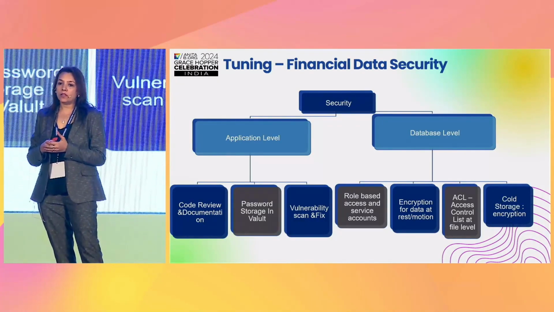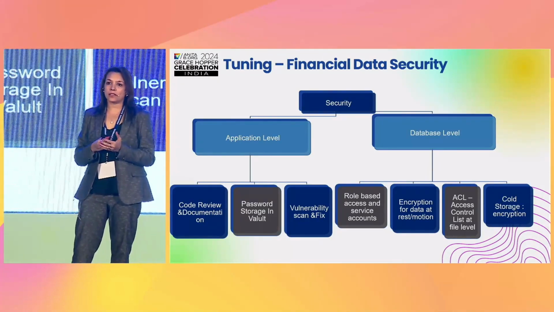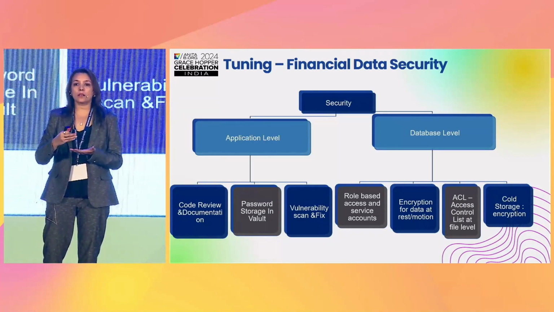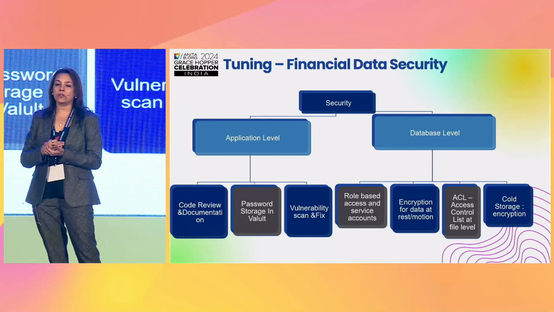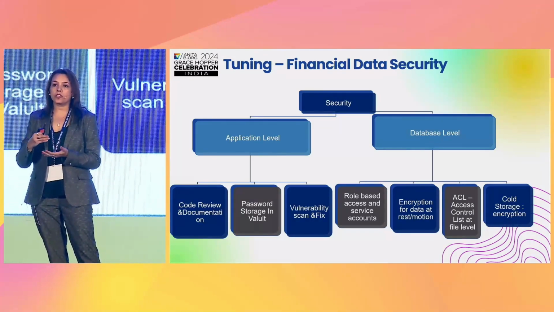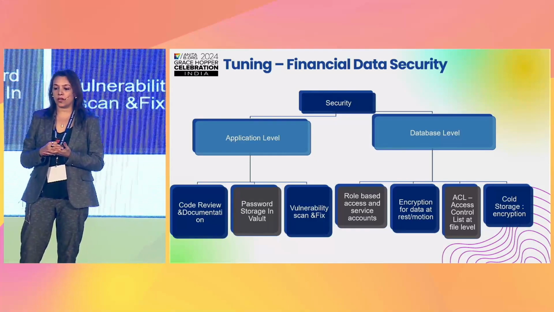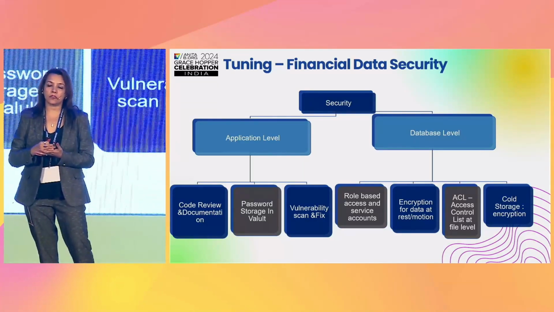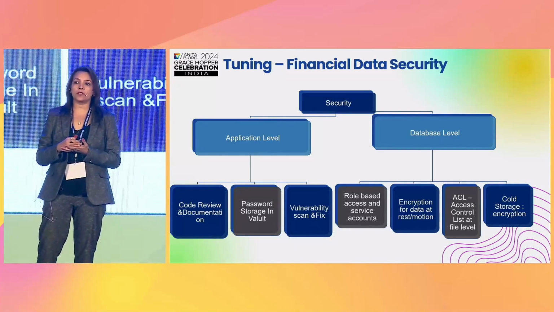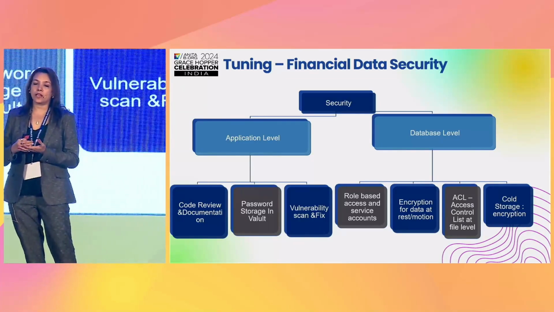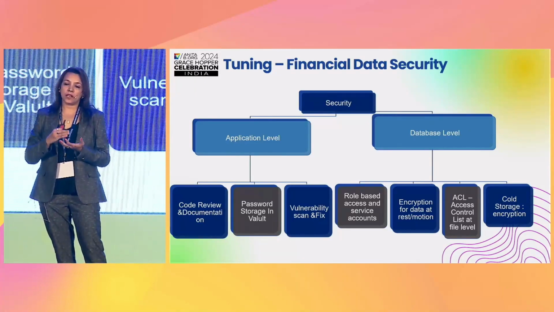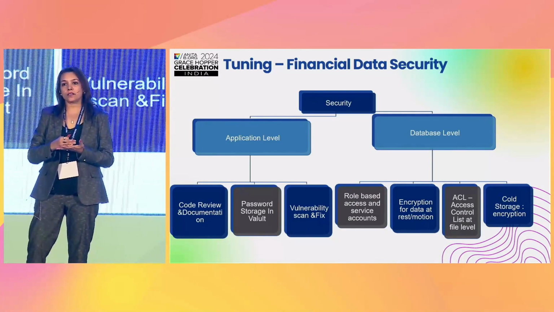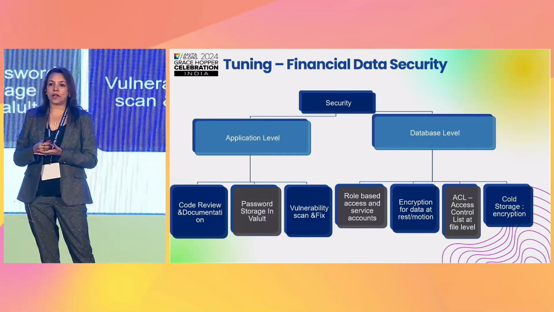In the database level, we have role-based service account checks, that is role-based access. A certain person can see 10 records, another person can see 50 records. So that is how in the financial data pipeline we keep on tuning and keep the system secure. The third is encryption. Encryption is the most important thing. In financial data pipelines, we have a lot of personal information that is stored. So the data needs to be encrypted. The data at rest and the data that is moving both need to be encrypted. And the last is the ACL, that is the file level controls that need to be in place.